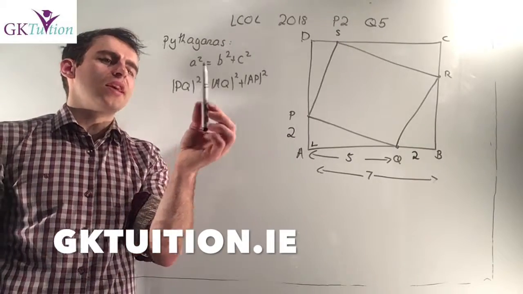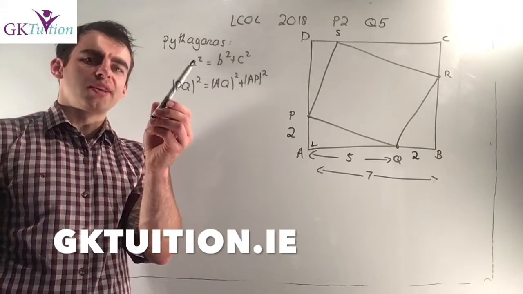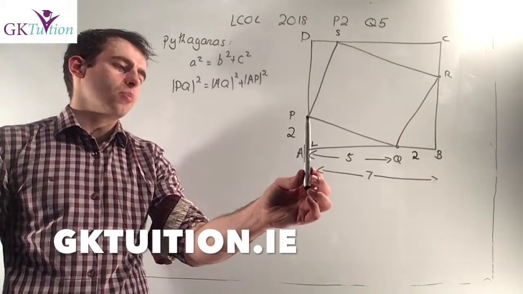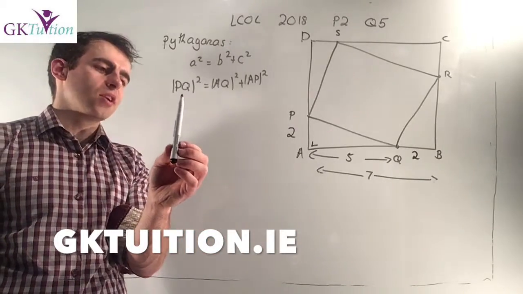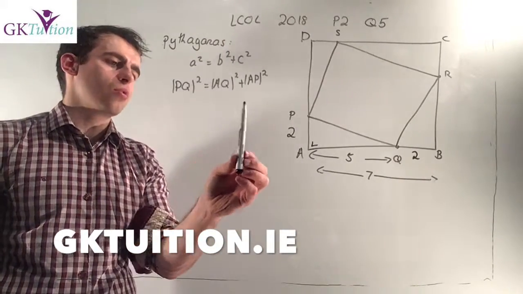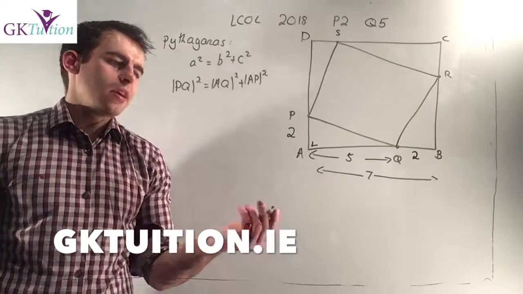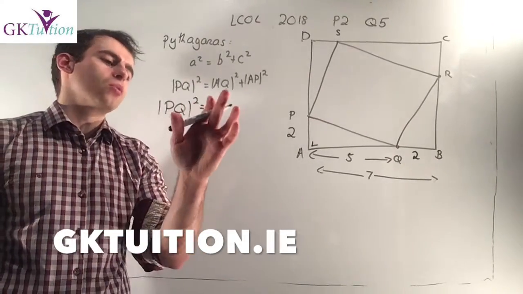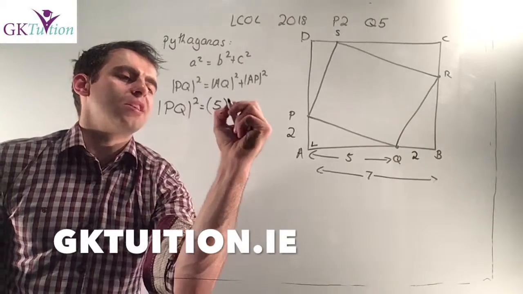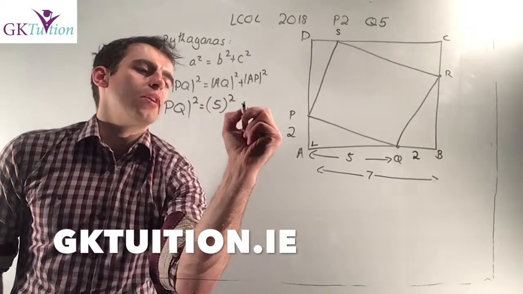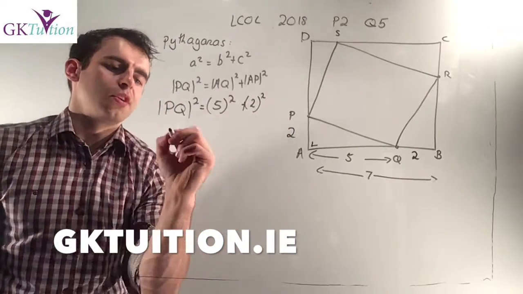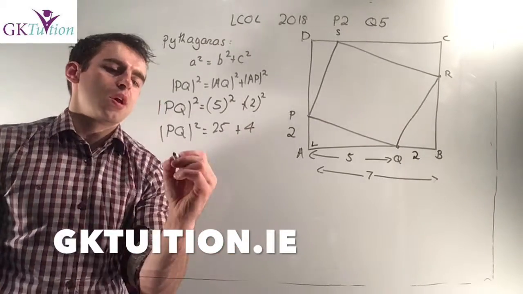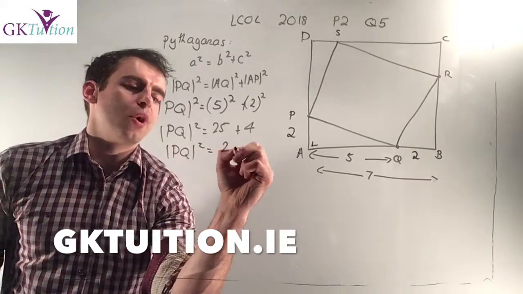If I'm using Pythagoras, it's a squared equals b squared plus c squared, where a squared is the hypotenuse, or in other words, the side opposite the right angle. In this case, if I was using the triangle PAQ, if I subbed into Pythagoras, I could say that PQ squared is equal to AQ squared plus AP squared. Now this is going to be relatively easy because the only one there that I don't know is PQ. So PQ squared must be equal to AQ squared, which is actually 5 squared, plus AP squared, which is actually 2 squared. So happy days, I can say that PQ squared is equal to 25 plus 4. So in that case, that means that PQ squared is equal to 29.